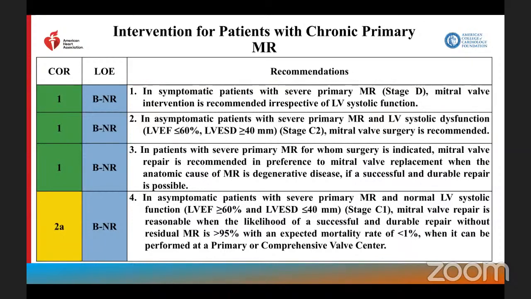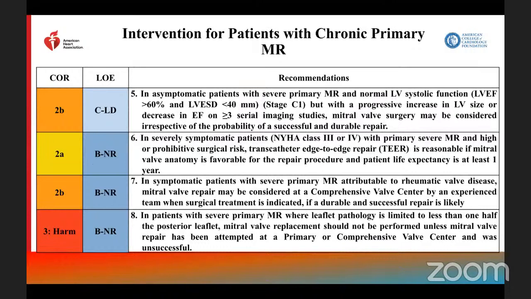In asymptomatic patients with severe primary MR and normal LV systolic function, stage C1, mitral valve repair is reasonable when the likelihood of a successful and durable repair without a residual MR is more than 95% with an expected mortality rate of less than 1% when it can be performed at a primary or a comprehensive valve center. That's a class 2A. So the durability has to be more than 95% and expected mortality less than 1%. That's new in the latest guidelines.